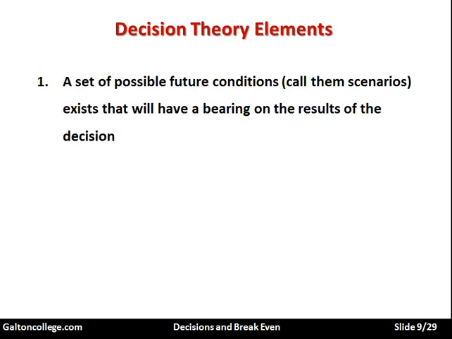Well, it's a set of possible future conditions, which we'll call scenarios. They exist that will have a bearing on the results of the decision. So we're trying to look at possible future scenarios, possible future outcomes, and then trying to decide amongst the outcomes. We're trying to decide what policies or what processes are important to put in place now to bring about that scenario in the future.